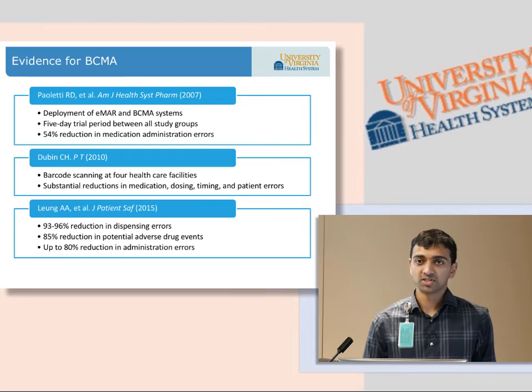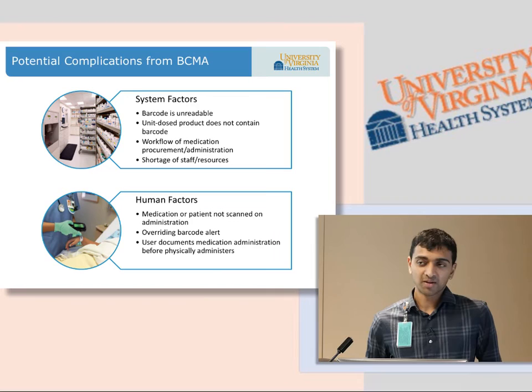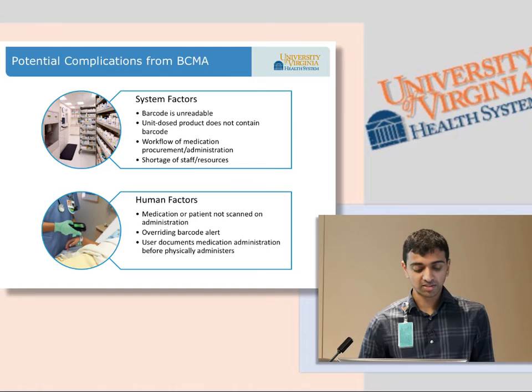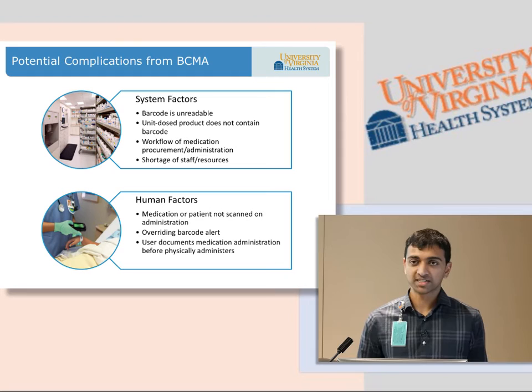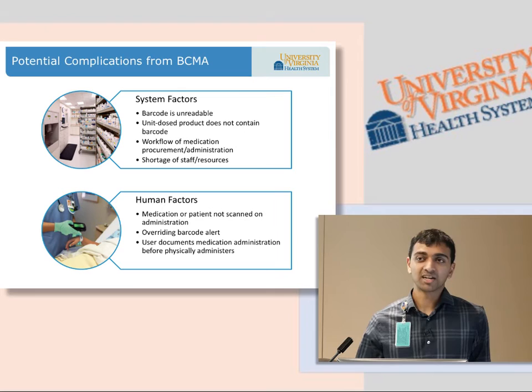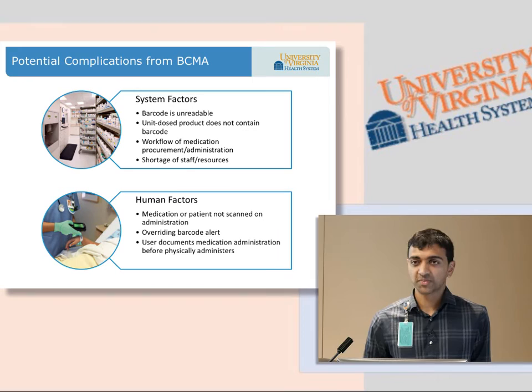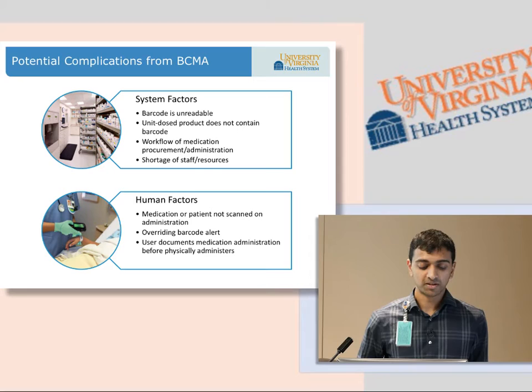On the flip side, there are potential complications from having a BCMA system, especially early on. Differentiating into system factors and human factors, some system factors we could see are that the barcode is unreadable. I'm sure we've all seen that chime when a barcode has been scratched off or torn, so it's tough to read. This could potentially lead to a workaround, which would not comply with our system. If a unit dose product doesn't contain a barcode, that's something we would need to address in pharmacy to make sure everything has a barcode on it. That's added work and effort on our end that requires extra resources.